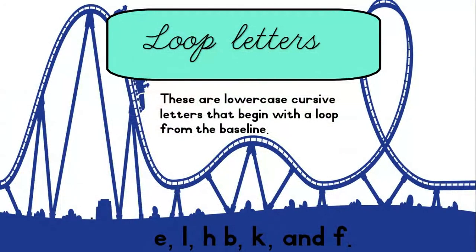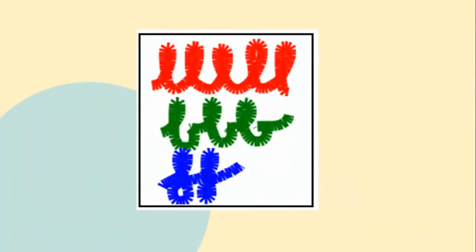Next are the loop letters or your roller coaster letters, and these have a big loop from the baseline, and this is E, L, H, B, K, and F. This is a fun one to do with paint because I can use the paintbrush to go loop, de loop, de loop, and draw the letters.